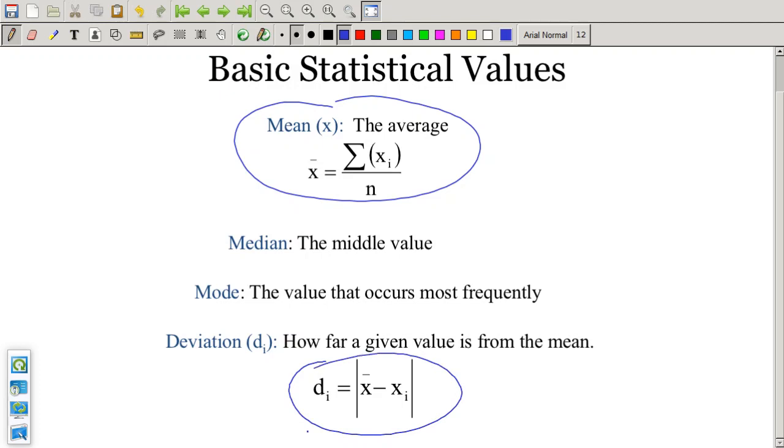Okay, so the deviation is defined as the absolute value of the difference between your mean and each value that you've collected. So if you have 5 data points, you're going to calculate 5 deviations for it. And this, again, is where spreadsheets really can come in handy. And I'll show you how to do this with a spreadsheet because it's really useful. So you calculate your mean, you calculate your deviation.